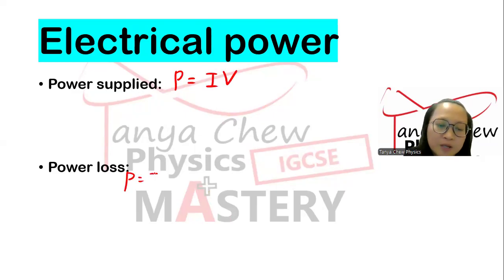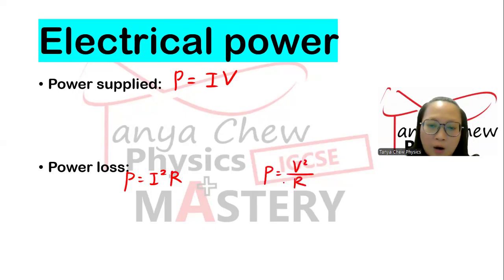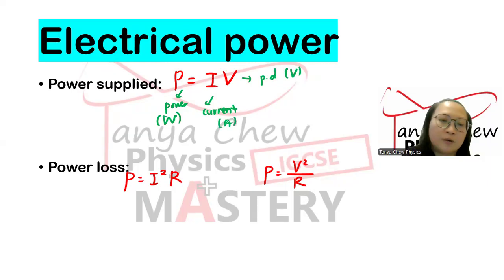Power, on the other hand, you can use P equals IV, or power loss, P equals I squared R, or P equals V squared over R. So I represents current like usual. P represents power. Power must be measured in watt. V represents PD, must be in volt. Current is ampere, power is watt. R is called resistance. Resistance must be in ohm. That's all.